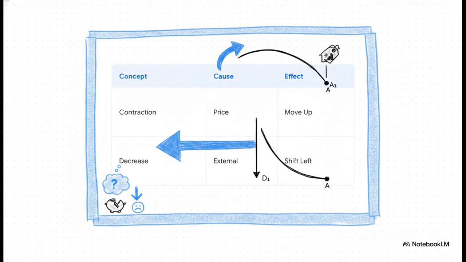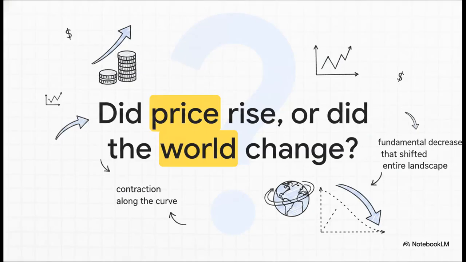For the concept of contraction, the cause is singular, an increase in the commodity's own price. The visual effect? A simple upward movement along the exact same demand curve, from point A straight to A1. But for a decrease in demand, the cause is an external change, like a sudden loss of consumer income or a shift in the price of related goods. And the visual effect is drastic, a complete leftward shift of the entire demand curve to a new position, D1. So here's what I want to leave you with.